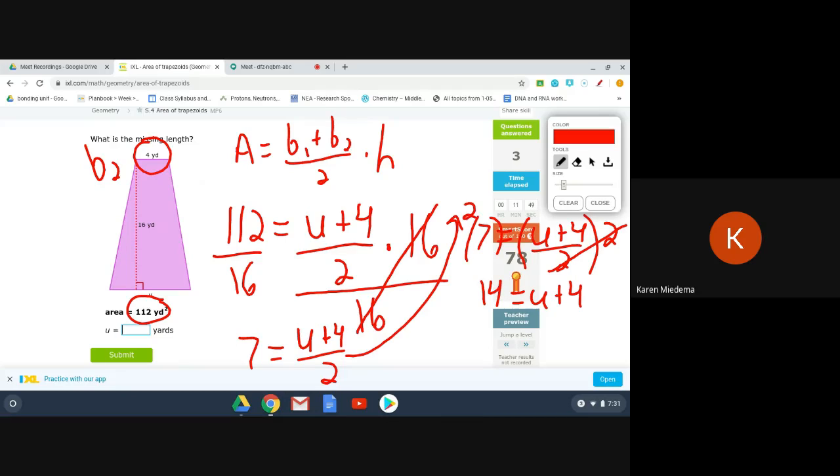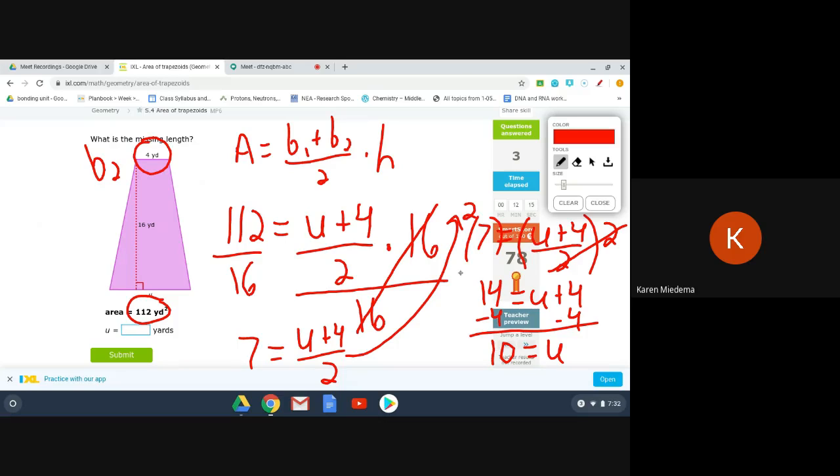And now I'm left with a one-step equation. 14 equals u plus 4. To get u by itself, I need to get rid of the plus 4. I could subtract 4 from each side. 14 minus 4 is 10 equals u. So I found out that 10 equals the base.